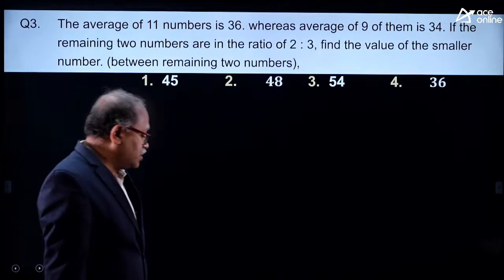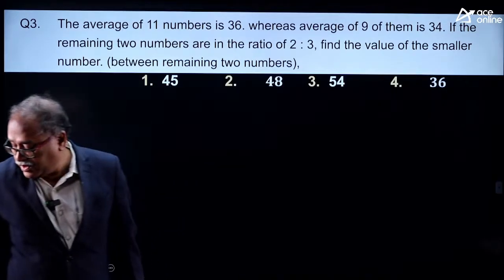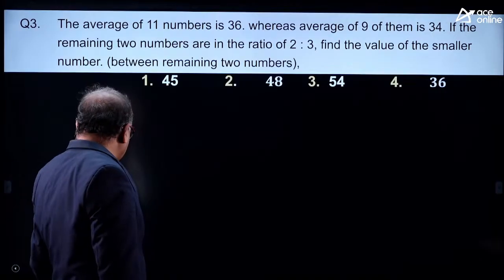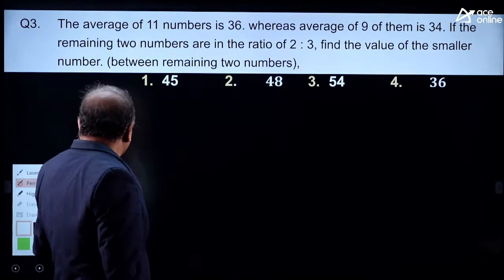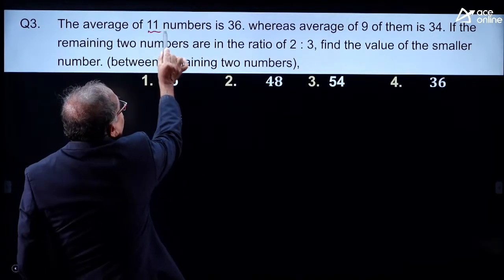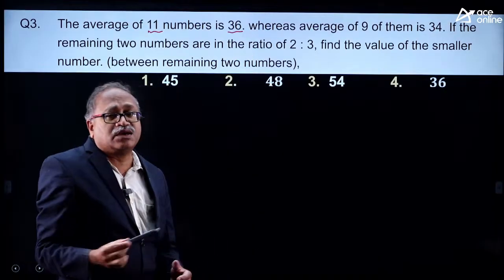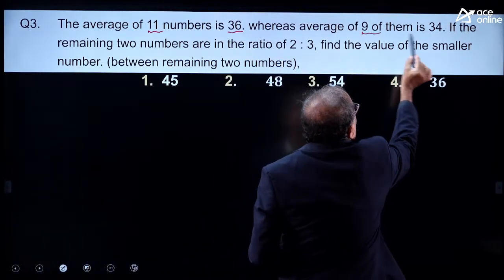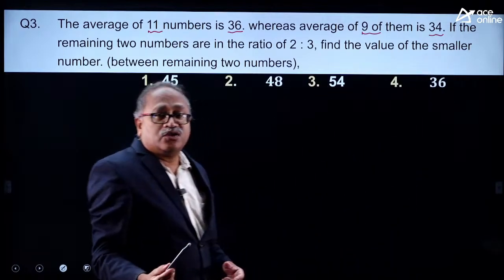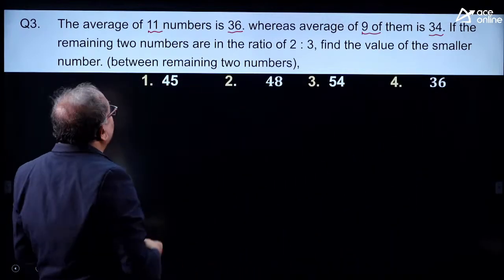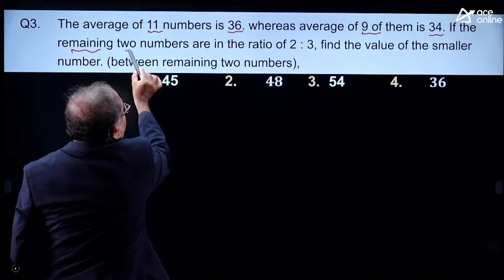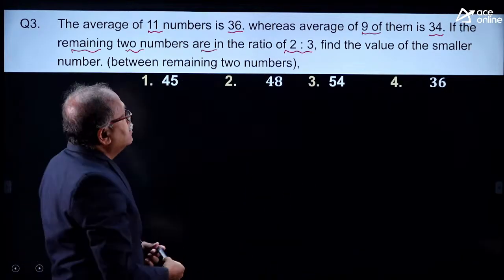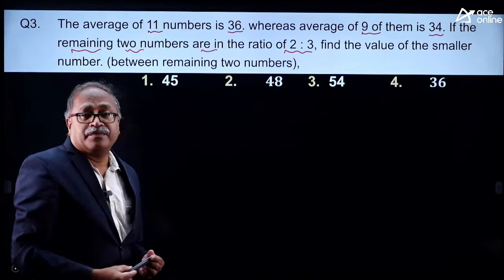Moving on to the next question over here. Come on, my dear friends, how will we answer this particular question in the shortest possible way? Now, the average of 11 numbers is 36. I know you will find out the total. Where the average of 9 numbers is 34, I know you can find out the total of 9 numbers. If the remaining 2 numbers are in the ratio of 2:3, then find the smaller number.